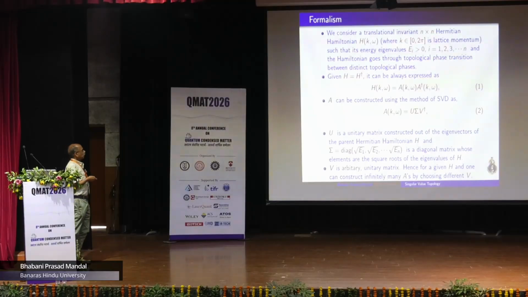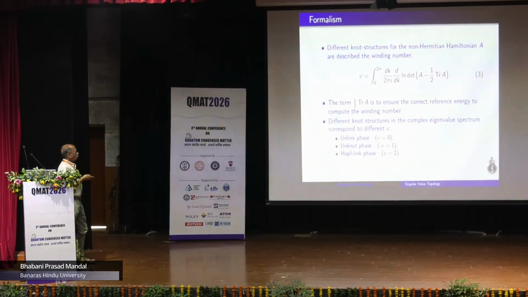Now A can be constructed using the singular value decomposition as U sigma V dagger, where sigma is the square root of the eigenvalues of this matrix H. So H is a Hermitian model which has a topological transition. Now we construct a non-Hermitian matrix whose singular values are the square root of that Hermitian. Okay. Now we calculate the winding number of this non-Hermitian matrix.